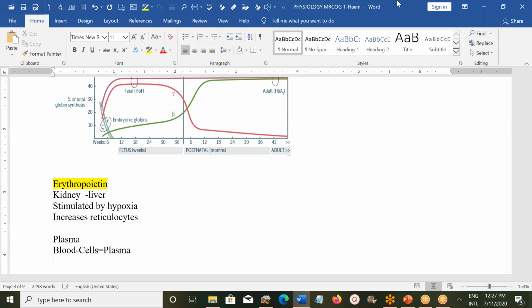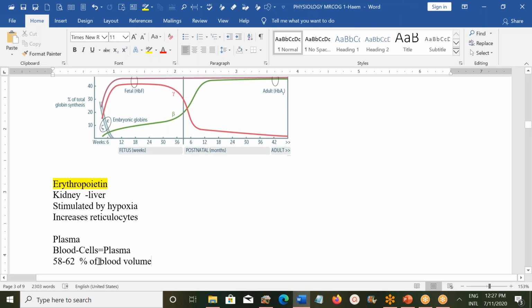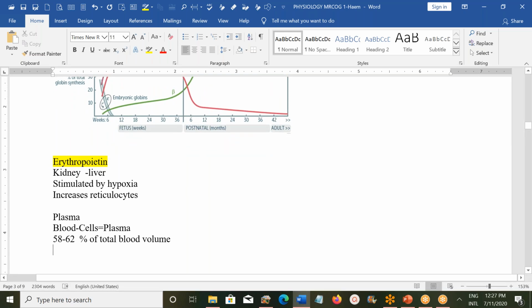So plasma is not the full blood. Just remember, plasma will make up 58 to 62% of the blood volume. How much? 58 to 62% of the total blood volume. You have to have very accurate information and be very specific. So 58 to 62% will be plasma and the rest will be cells.